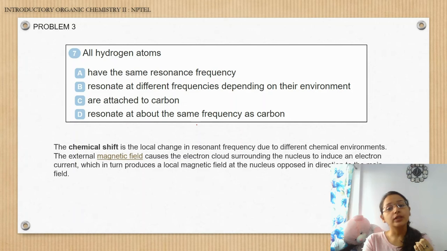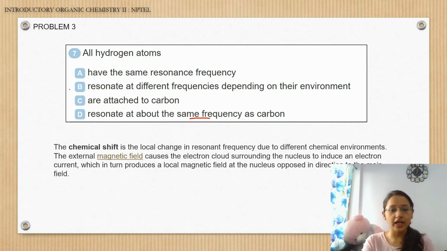So it is not the same frequency at which the hydrogens are resonating as the carbon. So option B, that they resonate at different frequencies depending on their environment, is the correct option, because all the hydrogen atoms resonate at a particular chemical shift or frequency depending on the external environment which they are facing.